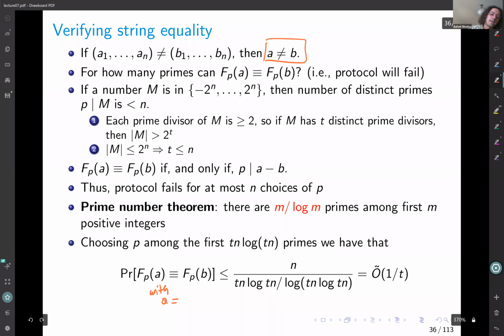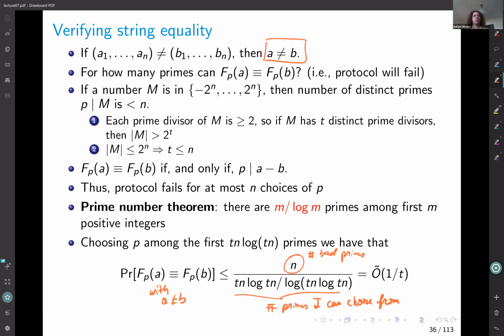With A different from B, this is less than or equal to the total number of bad primes over the total number of primes that I'm choosing, like the number of primes I can choose from. Does that make sense? So in particular, what is our probability of failure? Our probability of failure is O tilde of 1 over t. So this is the probability of failure.